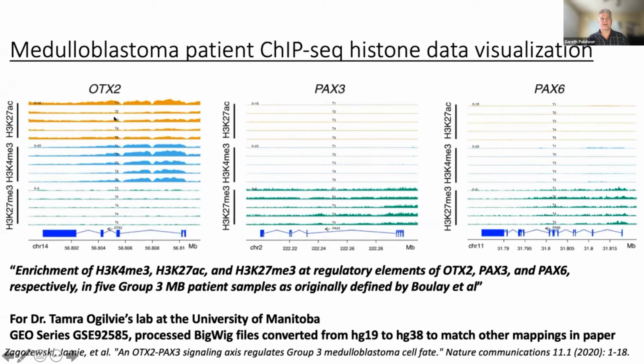She was looking at expression of OTX2, PAX3, and PAX6. From her samples, she had some histone marks, ChIP-seq data of histones, and some RNA-seq data. To complement that, she found some data in a paper by Boulay et al., GEO series GSE92585, which had been mapped to HG19. I remapped that to HG38 and made a nice visualization of it around these genes to show the effect of those histones, the chromatin modifications in those areas.